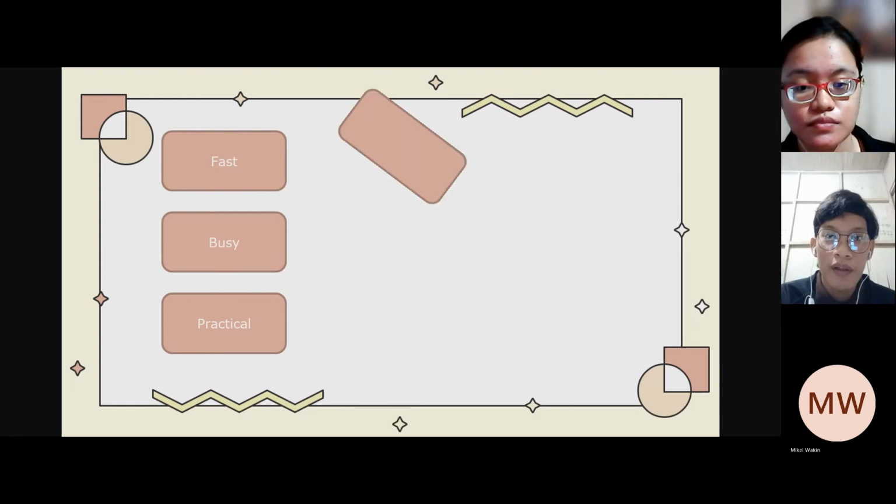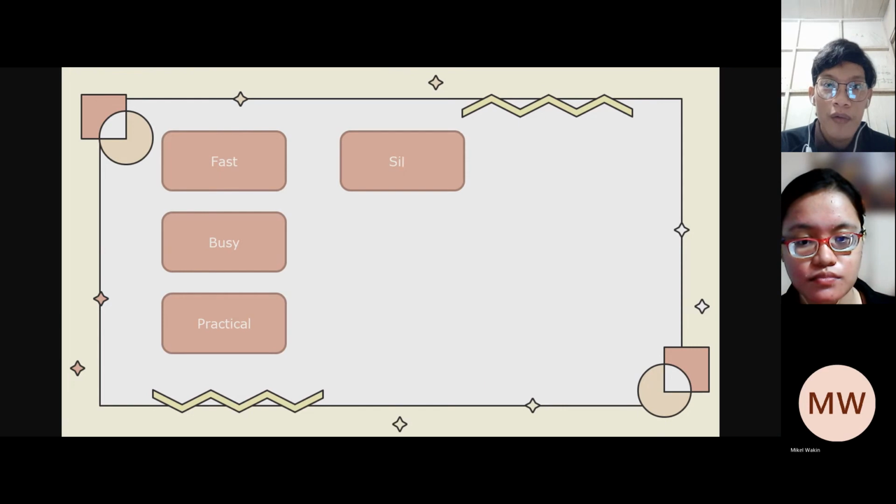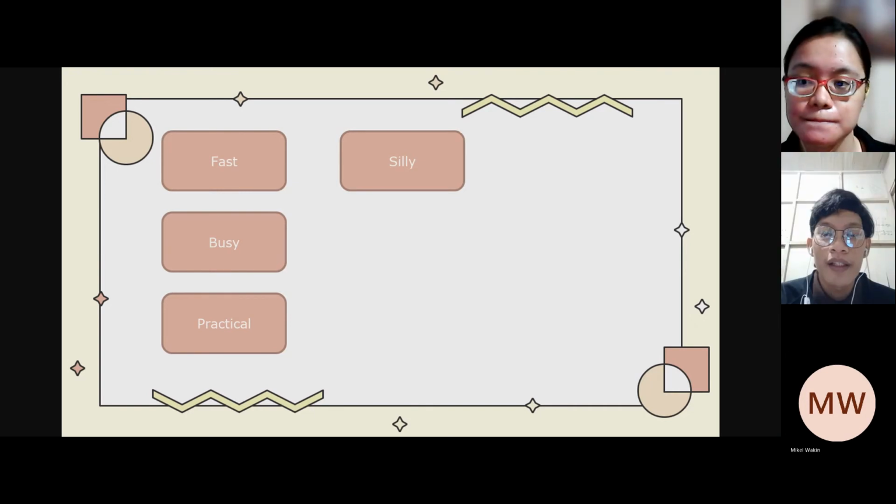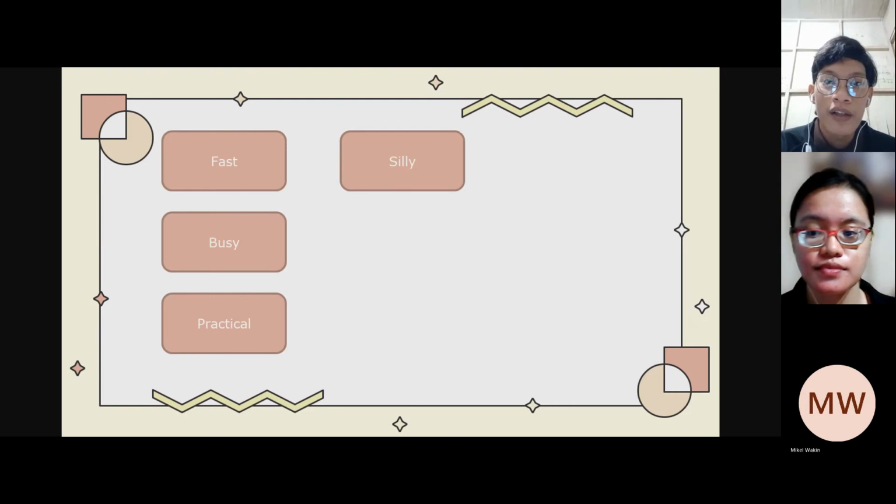Let's now move on to our fourth example here. We have here the word silly. And what do you think its comparative form, Miss Salget? Sillier po. Yes, that is correct. Silly is also a two-syllable word ending in y. So therefore, its comparative form is sillier.